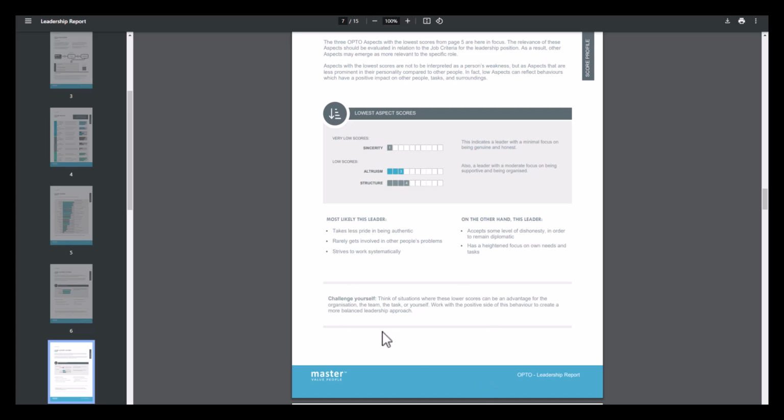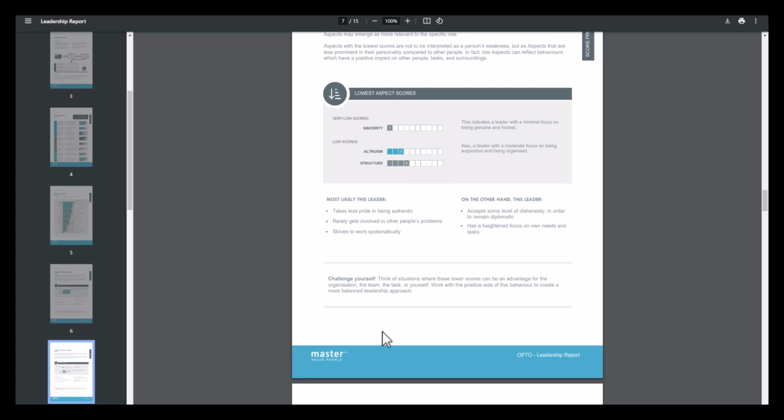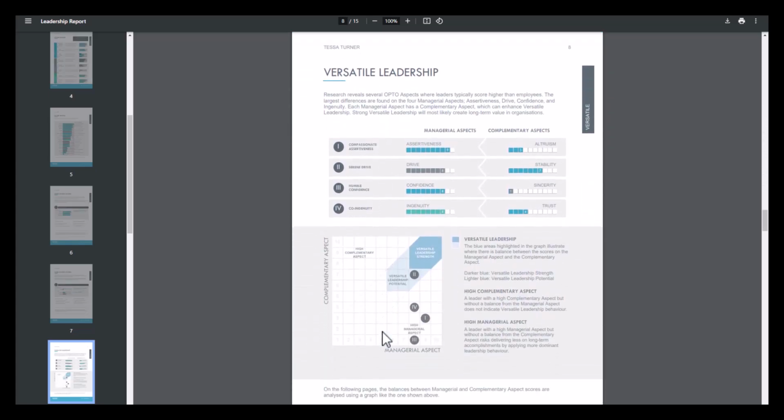After that, we move into the first of the 2 sections connected to the leadership theories we use in OPTO leadership. The first section is called Versatile Leadership, where we examine 4 pairs of aspects, as you are likely familiar with by now. First, there's a brief explanation of what versatile leadership means, followed by the participants' results, and below that we have a visual representation of the results.